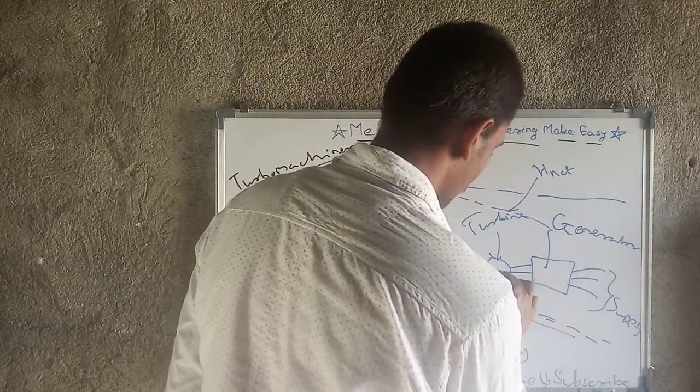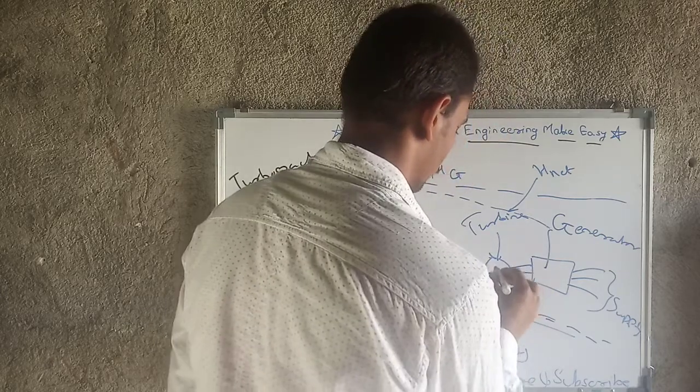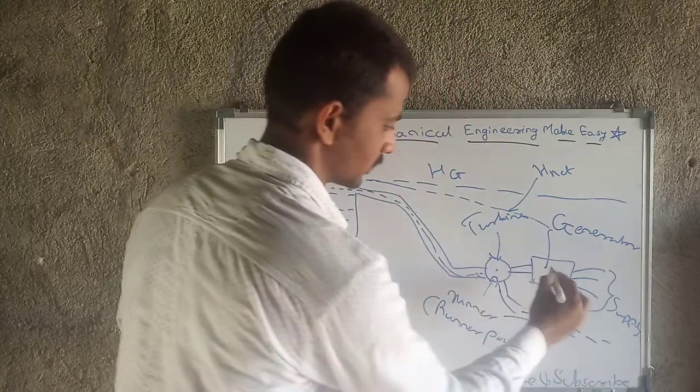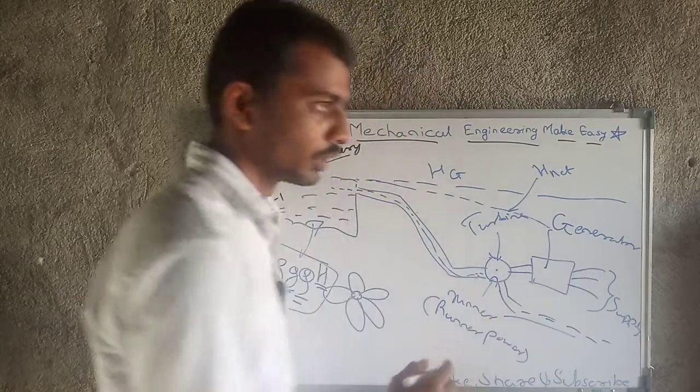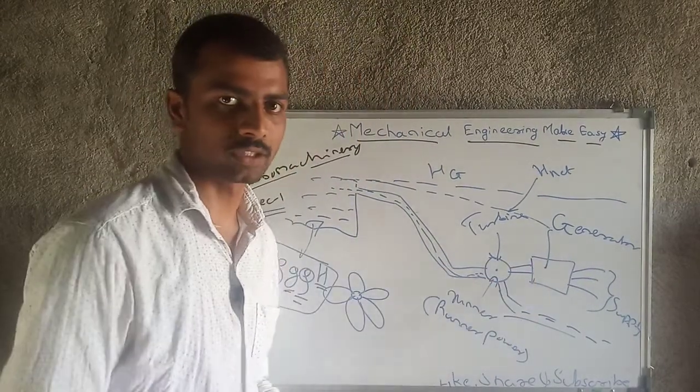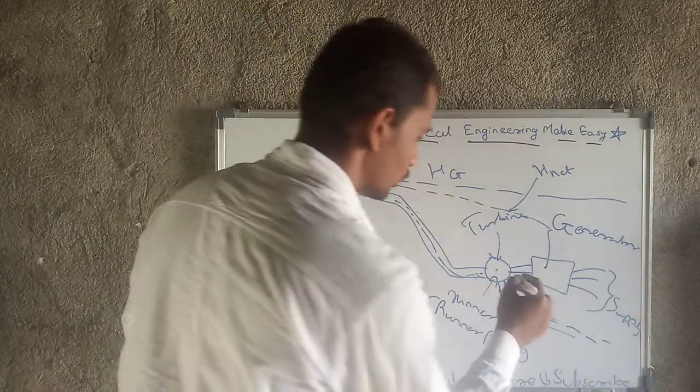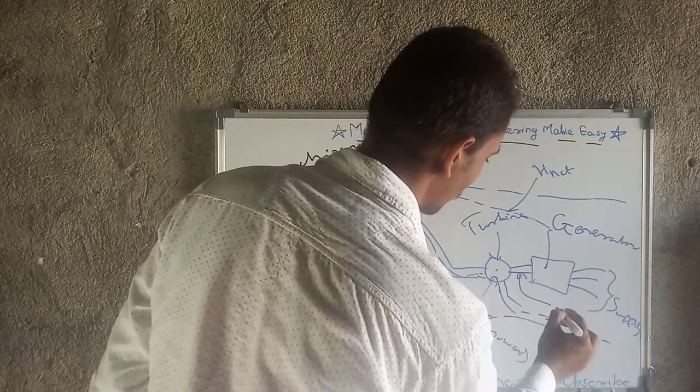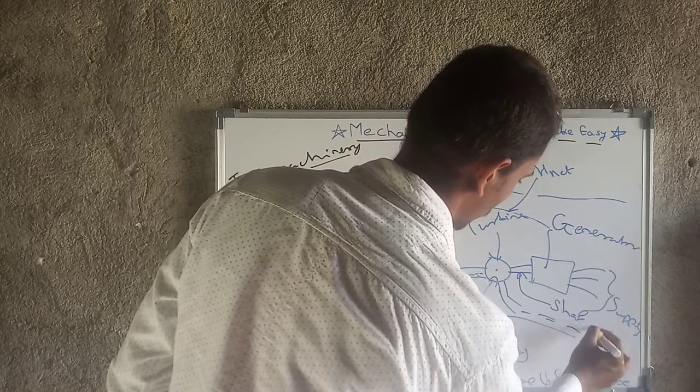After that, this runner power is going to be transferred to the shaft which is coupled with the generator. While transferring that power from runner to shaft, there are also many losses, like friction losses and so on. The power available at the shaft is nothing but shaft power.